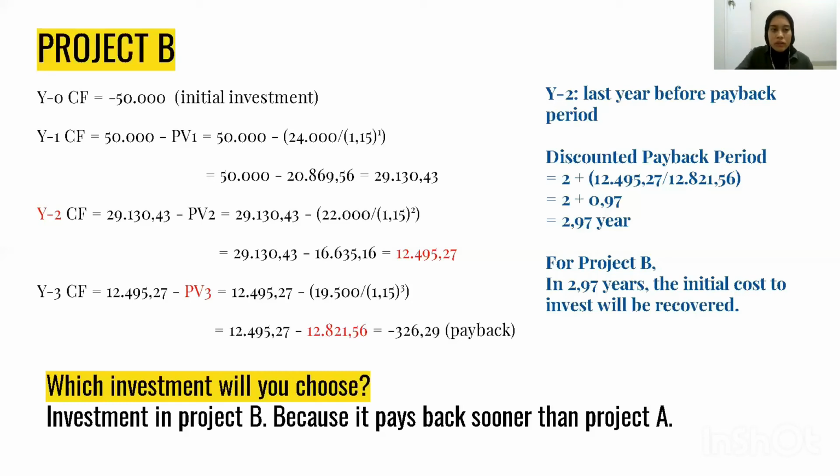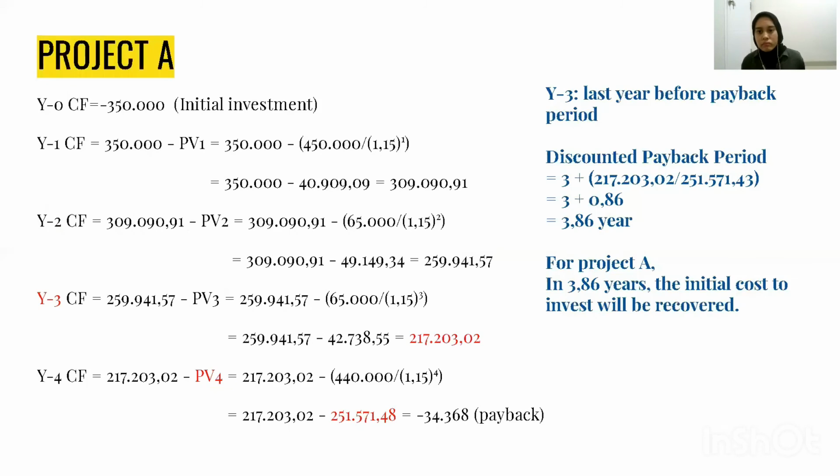Now, we'll look back at project A. We have year 3 as the last year before the payback period. And now, if we want to know the discounted payback period, we're looking at year 3, where the remaining investment to be recovered is 217,000.